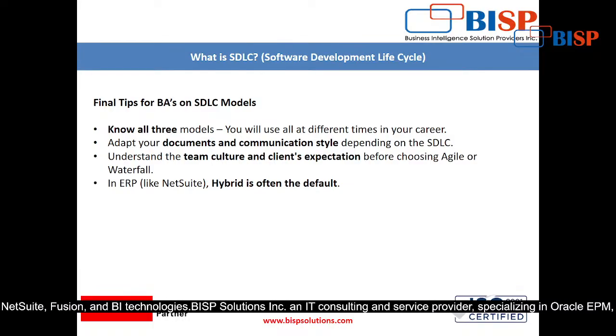In ERP like NetSuite, hybrid is often the default. In one of my projects, I have seen that once the modules like order to cash are done, that is fine. Procure to pay is done, that is fine. But in some modules like the pricing module, the client is having modifications every time. So at that time hybrid is often the default model.